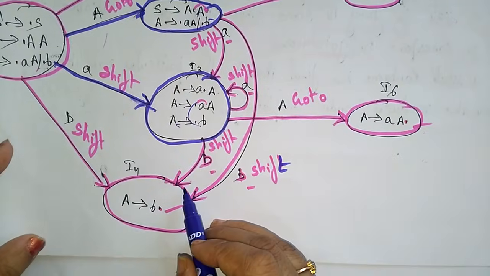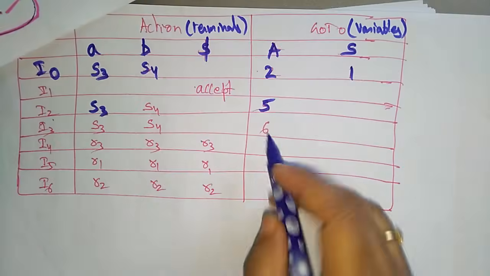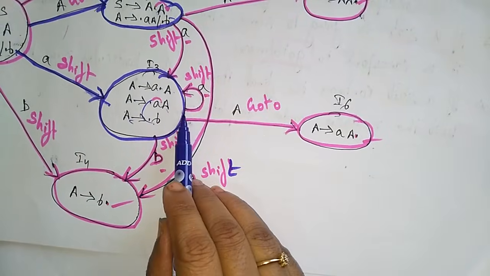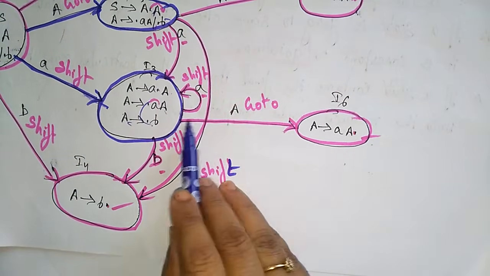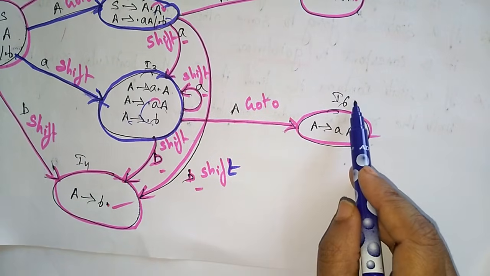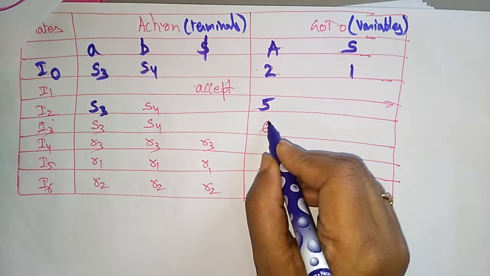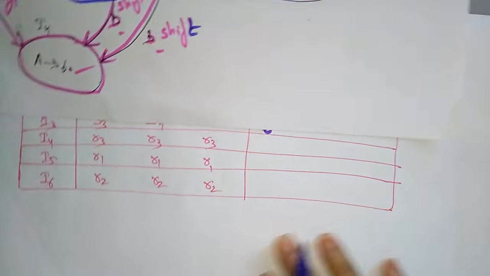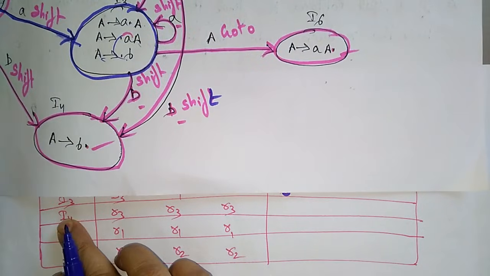Now I3 is going on variable A to 6. So just write 6 in place of A. Okay. Now coming to I4.